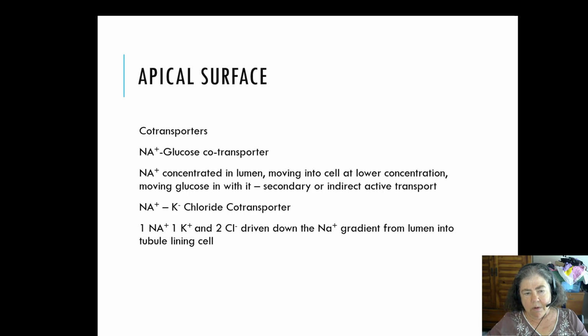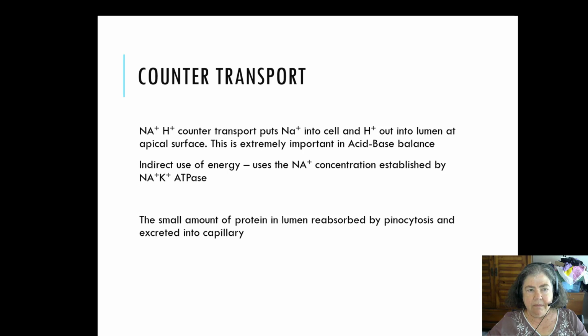So it's 1 sodium, 1 potassium, and 2 chlorides, and this is called the triple transporter, and we'll talk more about that in a little while. There are also counter transport mechanisms. So there is a sodium hydrogen ion counter transport that trades a sodium ion into the cell for a hydrogen ion out of the cell into the lumen. Again, this is at the apical surface.